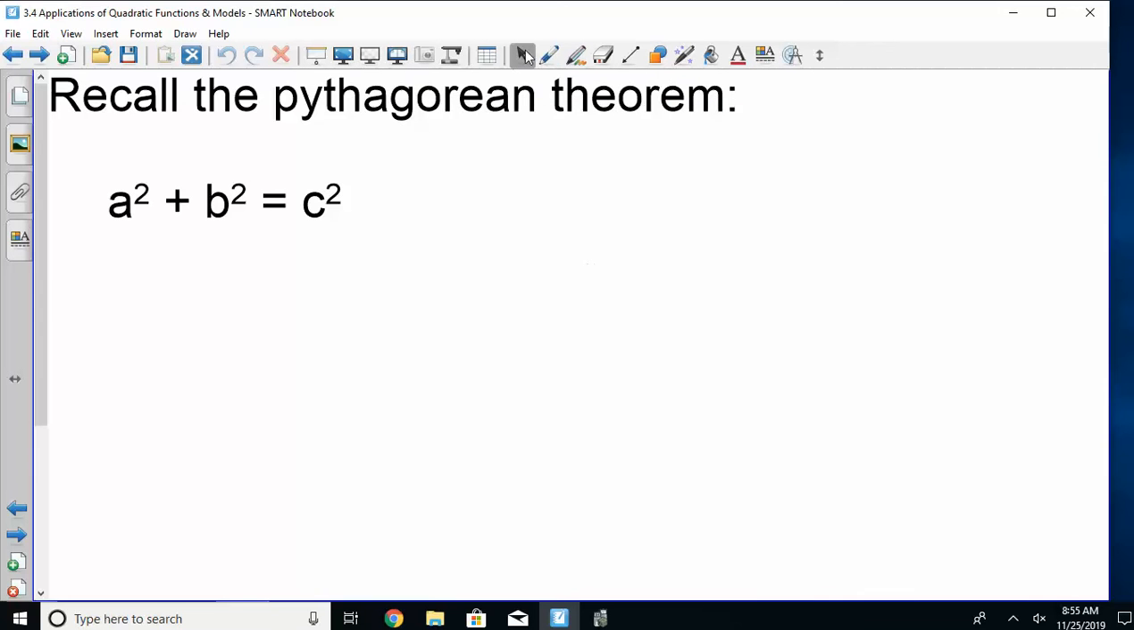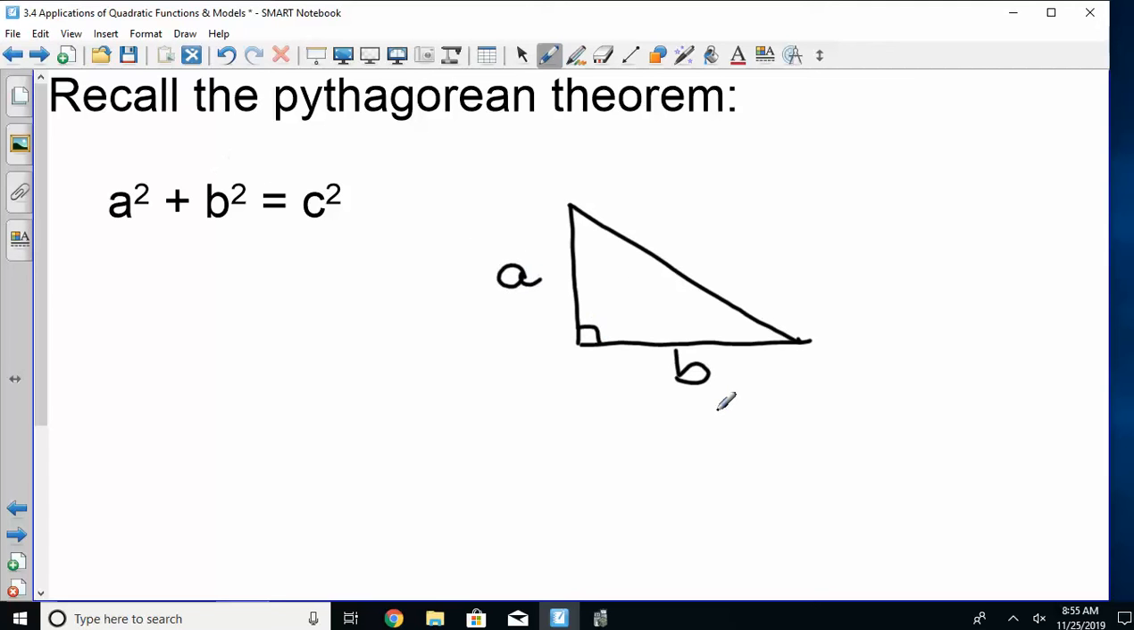This works for a right triangle, so a triangle with one right angle. A and B just represent the legs of the triangle. It does not matter which is which. The key to this is C is the hypotenuse. And so if you have a 90-degree angle, then you know A squared plus B squared does equal C squared.